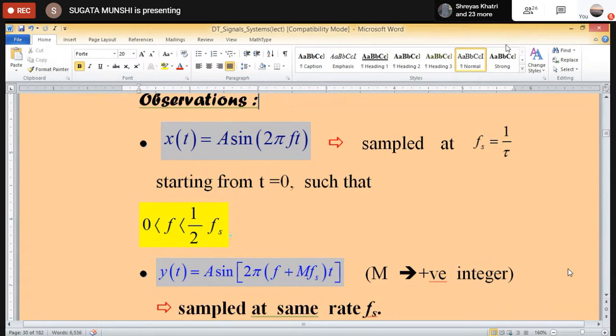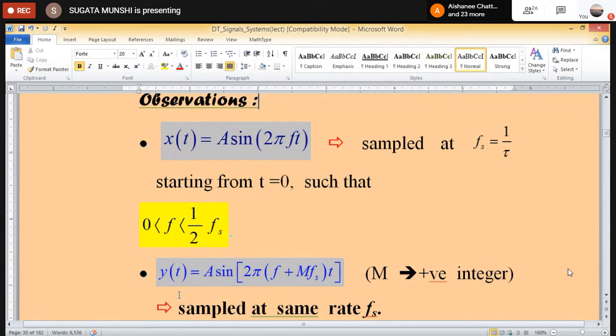As I have noted as observation, suppose we have a sinusoid x(t) with frequency small f, and it is sampled at a rate fs. The time interval for sampling is tau, such that fs is greater than twice f. And the sampling starts at t equal to 0. Let's consider that there is another group of sinusoids represented by y(t) and given by that expression, where m can take on any positive integer values.